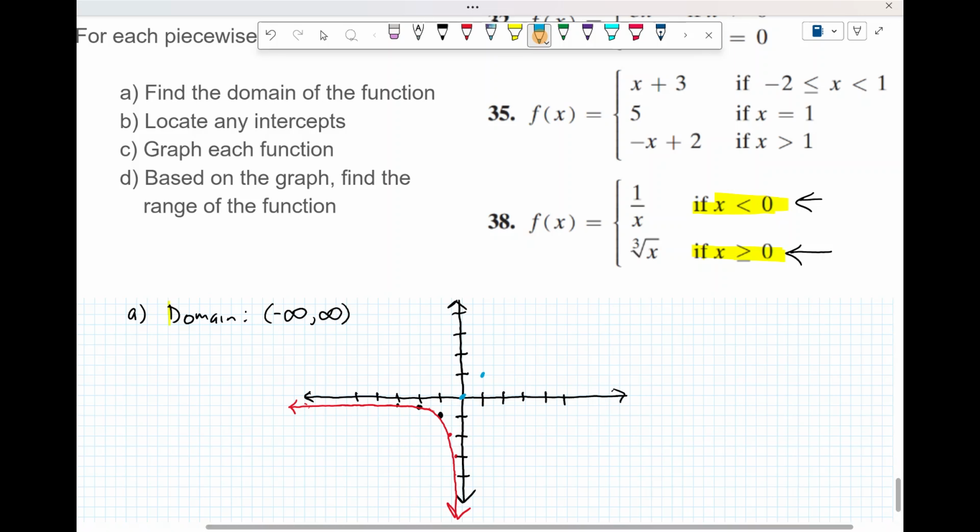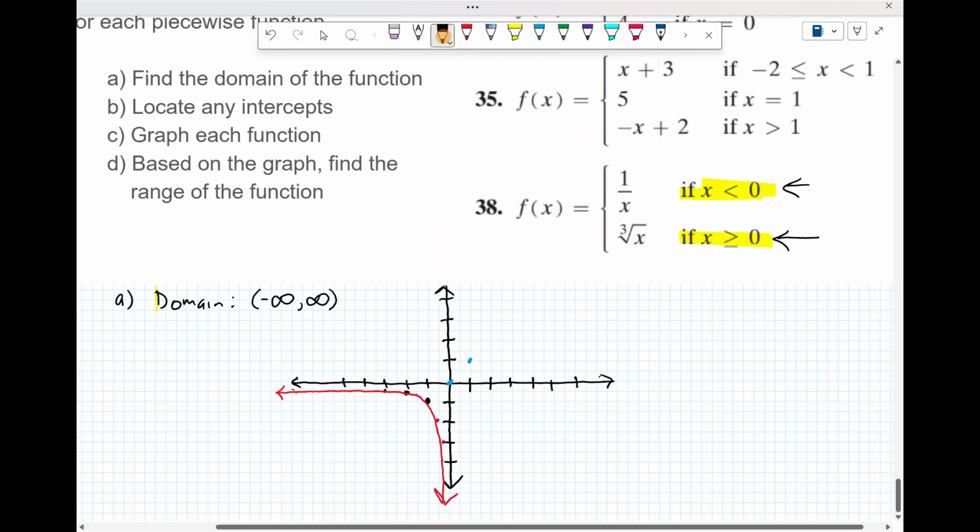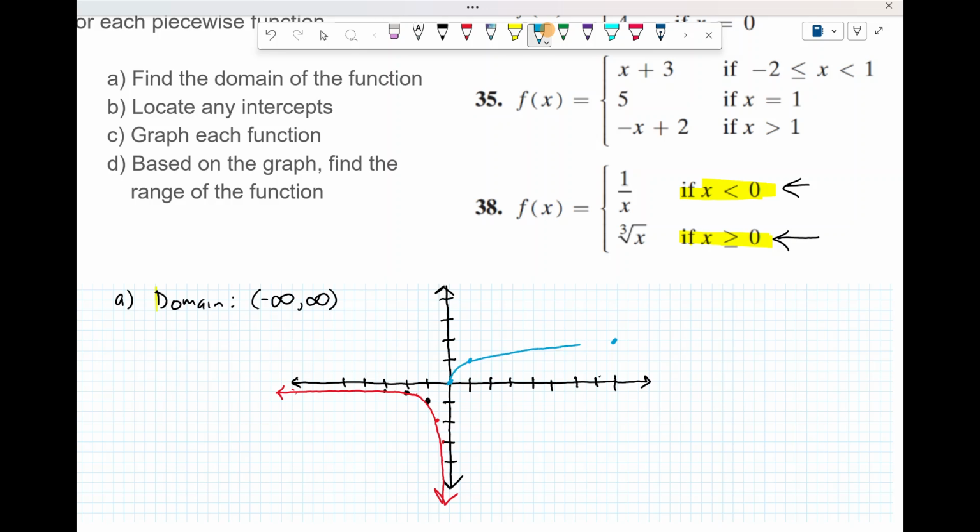So I only have 1, 2, 3, 4, 5. This will be 6, 7, and let me just get rid of this, 8. So 8 will be for 2, so that goes right there. And those are my 3 points. And it looks like this. Okay? So that is my graph.